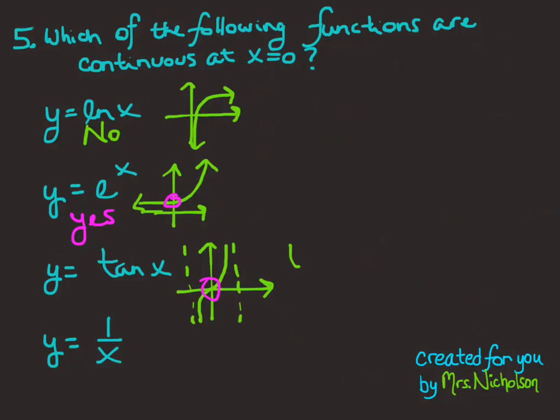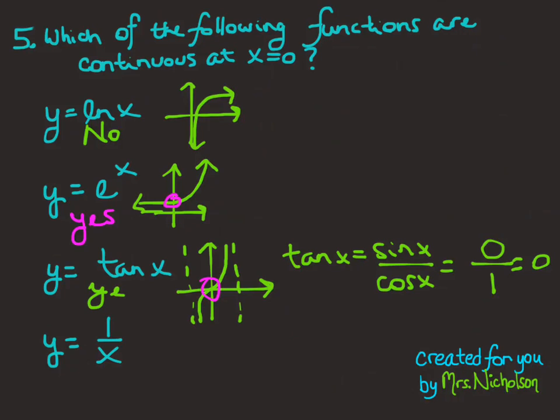If you didn't remember the graph, though, you could think about the fact that tangent is equal to sine over cosine. And if I plug in 0 to that expression, sine of 0 is 0, and cosine of 0 is 1. And so 0 over 1, that is a value. It's equal to 0. So tangent is defined at 0, and therefore it is continuous. So tangent is a yes.